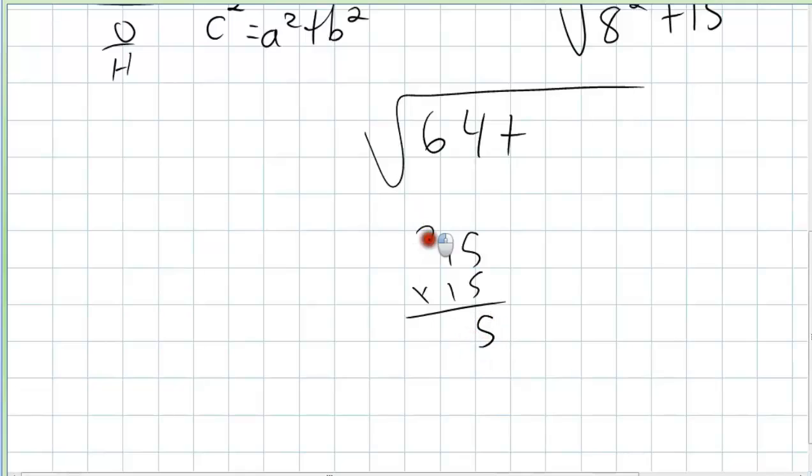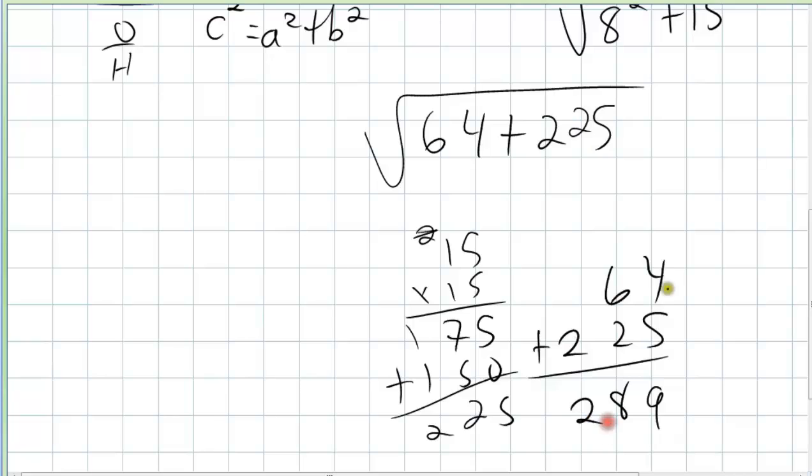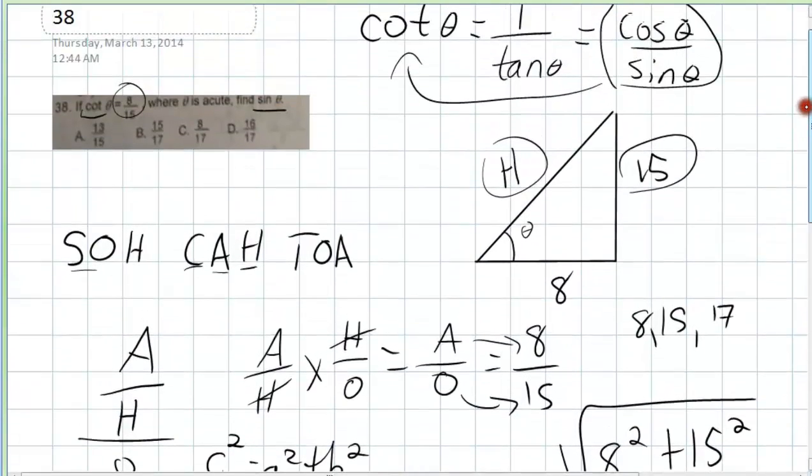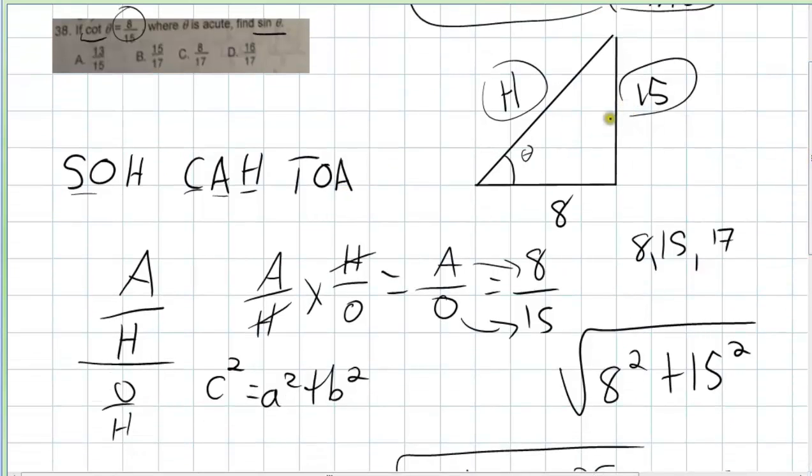This is 25, 7, 5, 1, add 5, 7 plus 5 is 12, plus 2, 25. Now I'm going to line them up so I can make sure that I add these right. 289, so the square root of 289, which hopefully you know is 17. So our answer, remember what they're asking us for is sine theta, so our answer is the opposite, which is right here, 15, over the hypotenuse, which we said was 17. So 15 over 17 is right here.